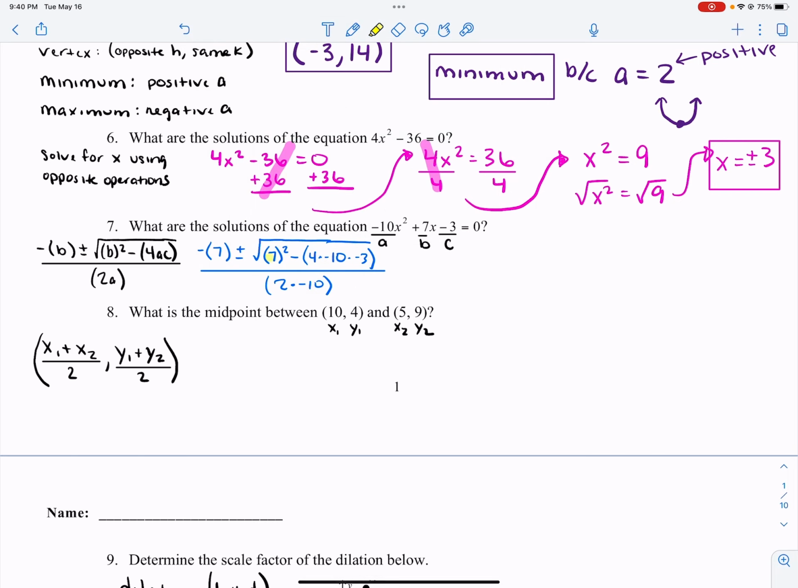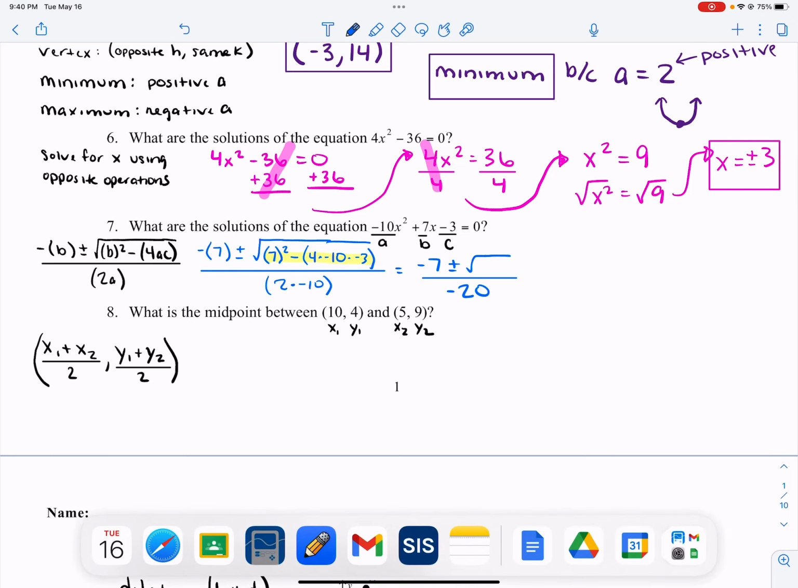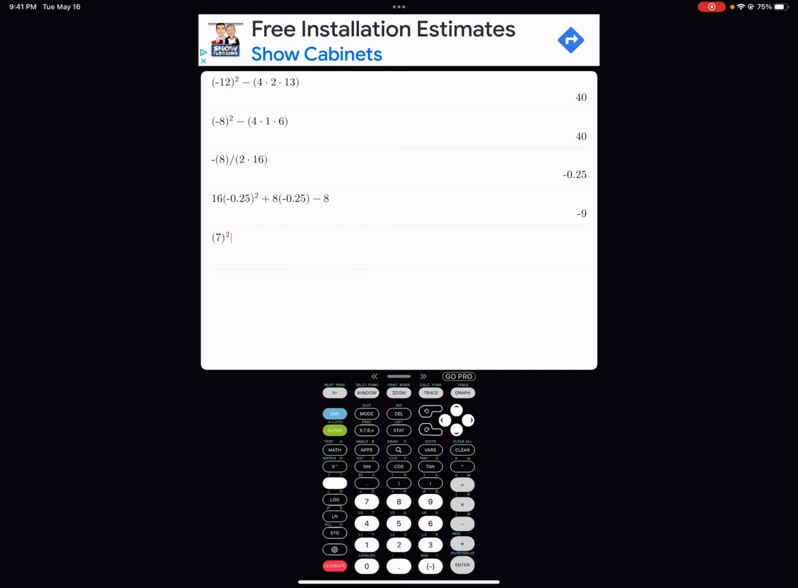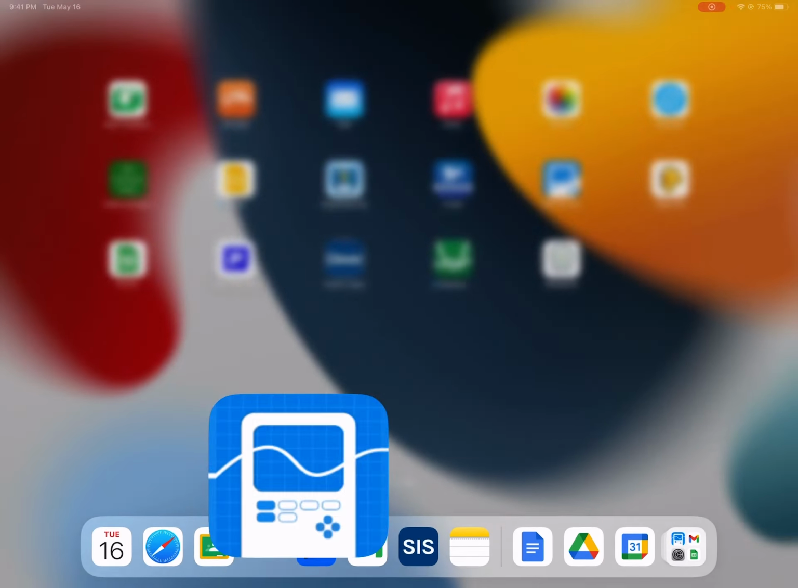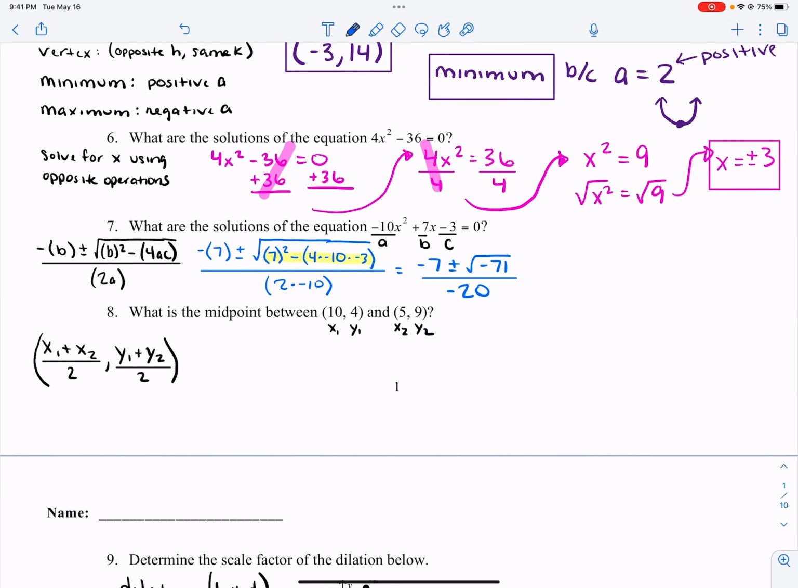Again, just like the other problem, I'm only putting this part into the calculator. So this will be negative 7 plus or minus a square root box. And this is going to be over negative 20 because of 2 times negative 10. So 7 squared minus 4 times negative 10 times negative 3. And I get negative 71. So I put negative 71.